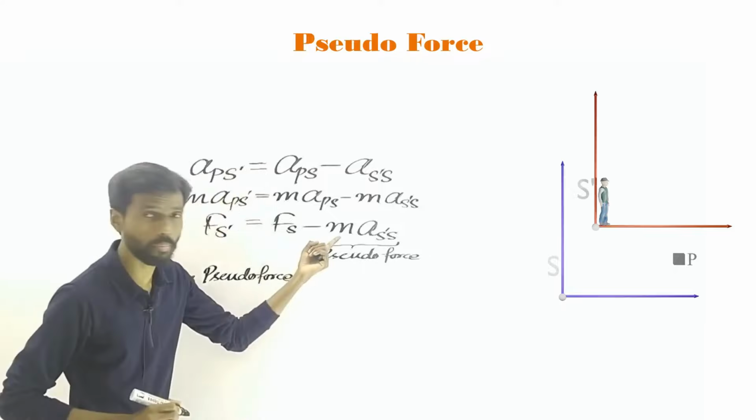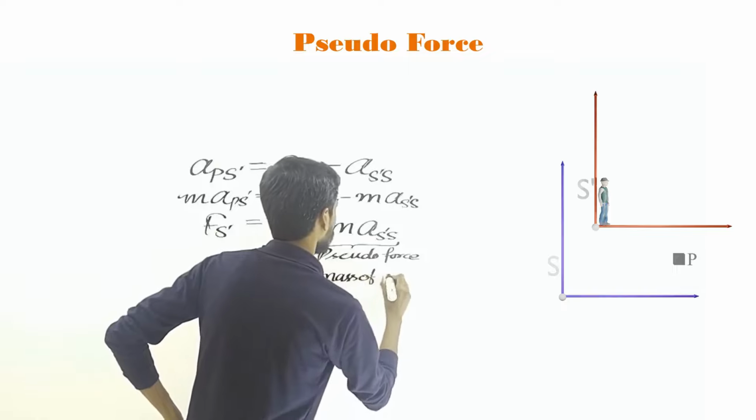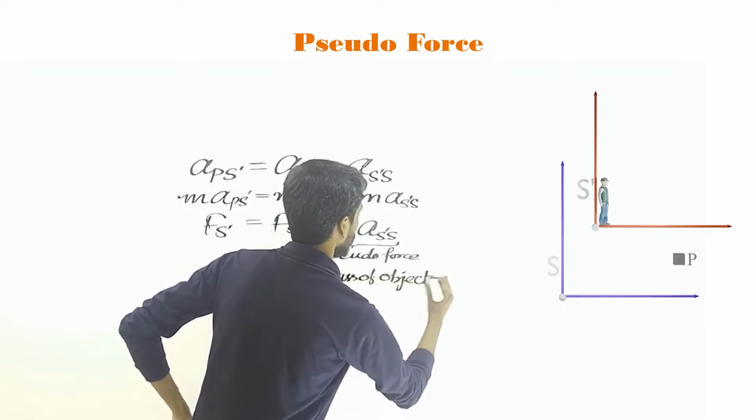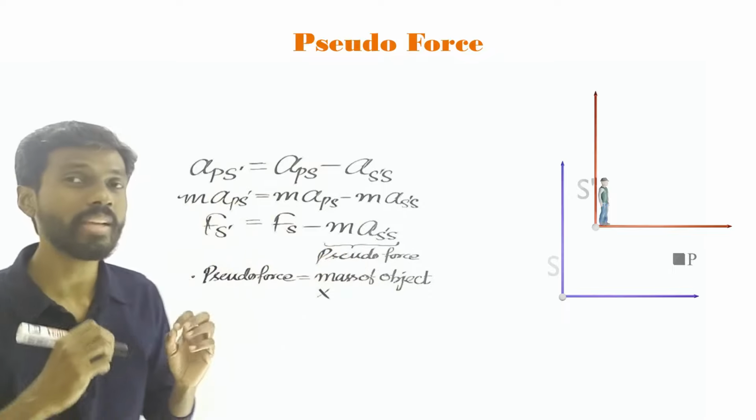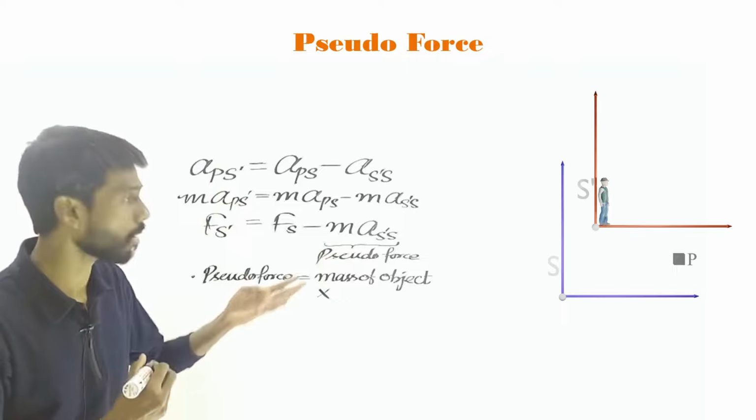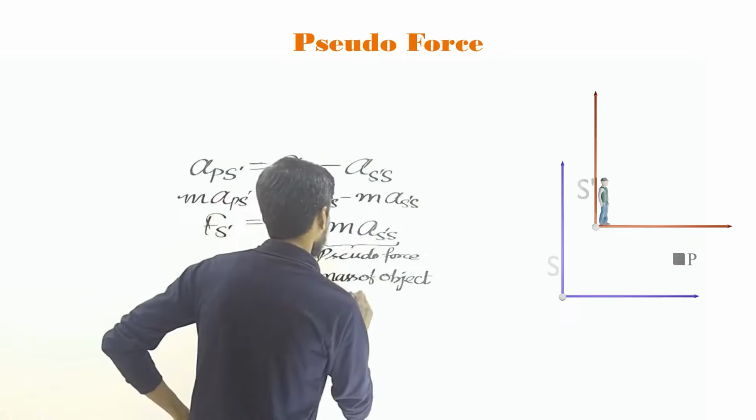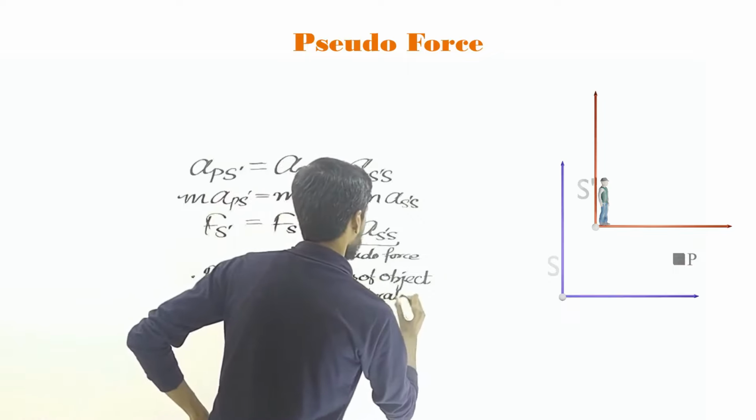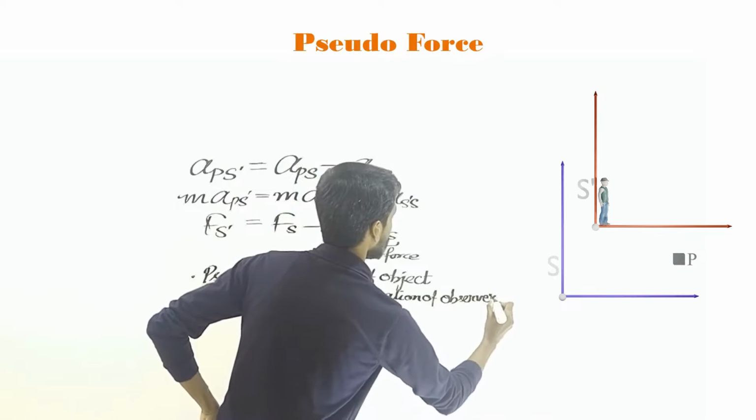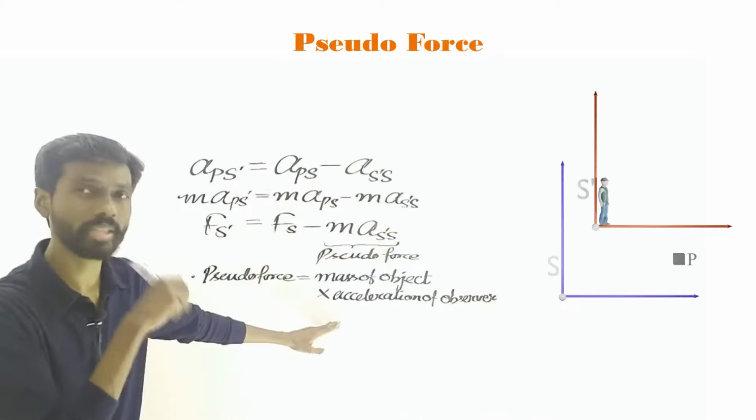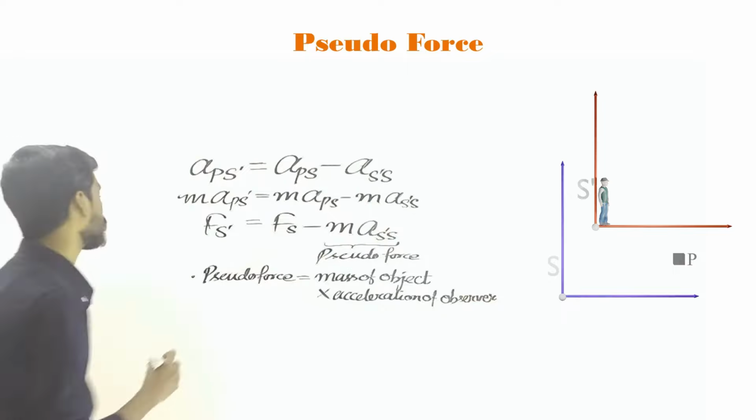That equals the mass of the object multiplied by A_S'S. What is S dash S? That is the acceleration of the observer. The observer is moving with this acceleration. So the mass of the object should be multiplied by the acceleration of the observer, the person who is moving. That is the formula for pseudo force that you have to remember.